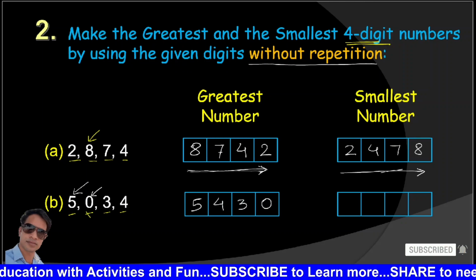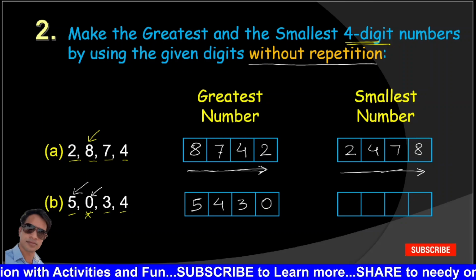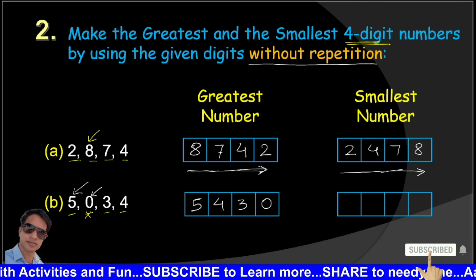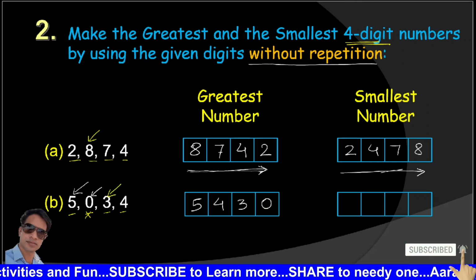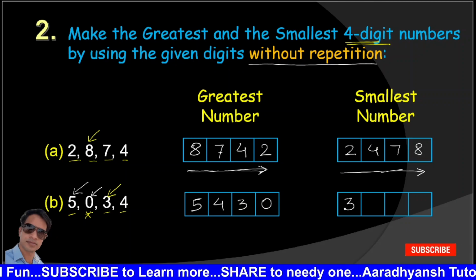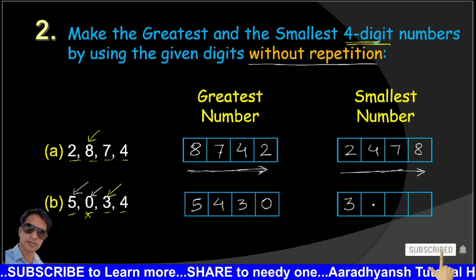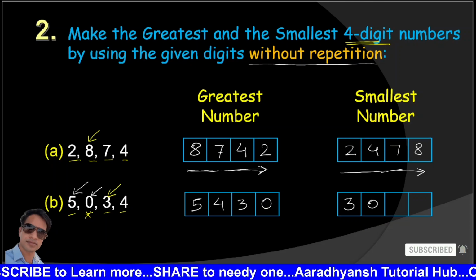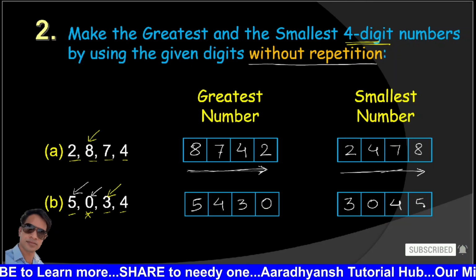So ignore 0 and just search for the next smallest digit, that is 3 here. So the number will start with 3. Then now you can use 0, then 4 and 5.